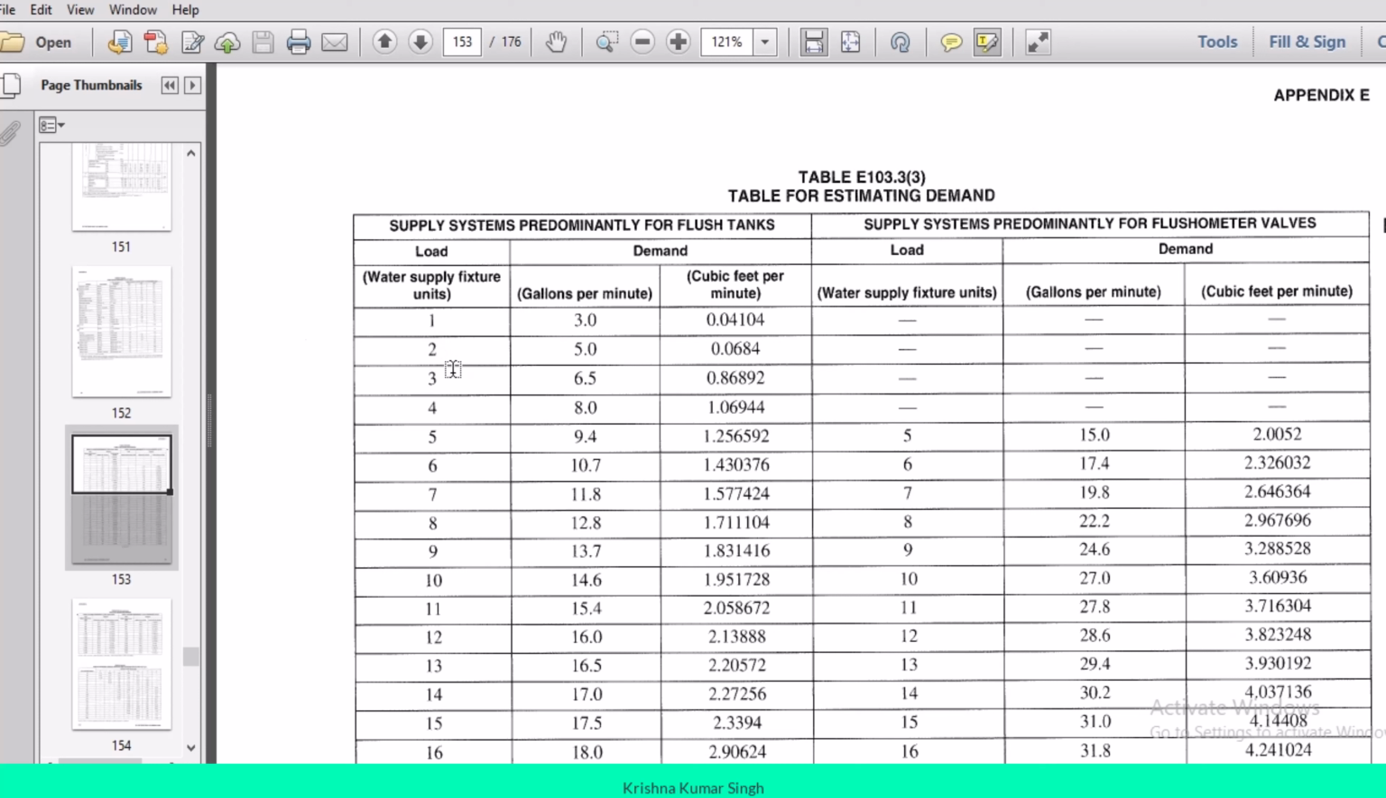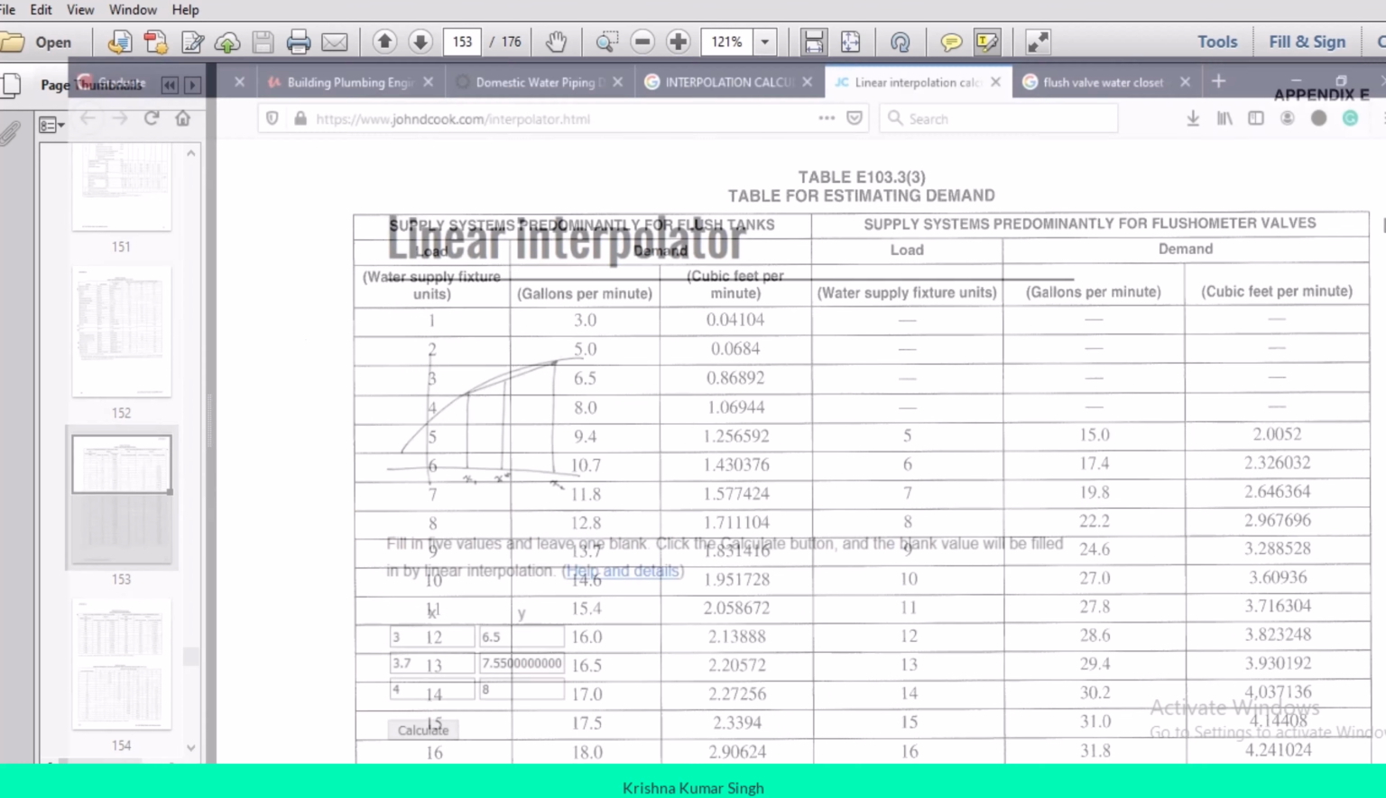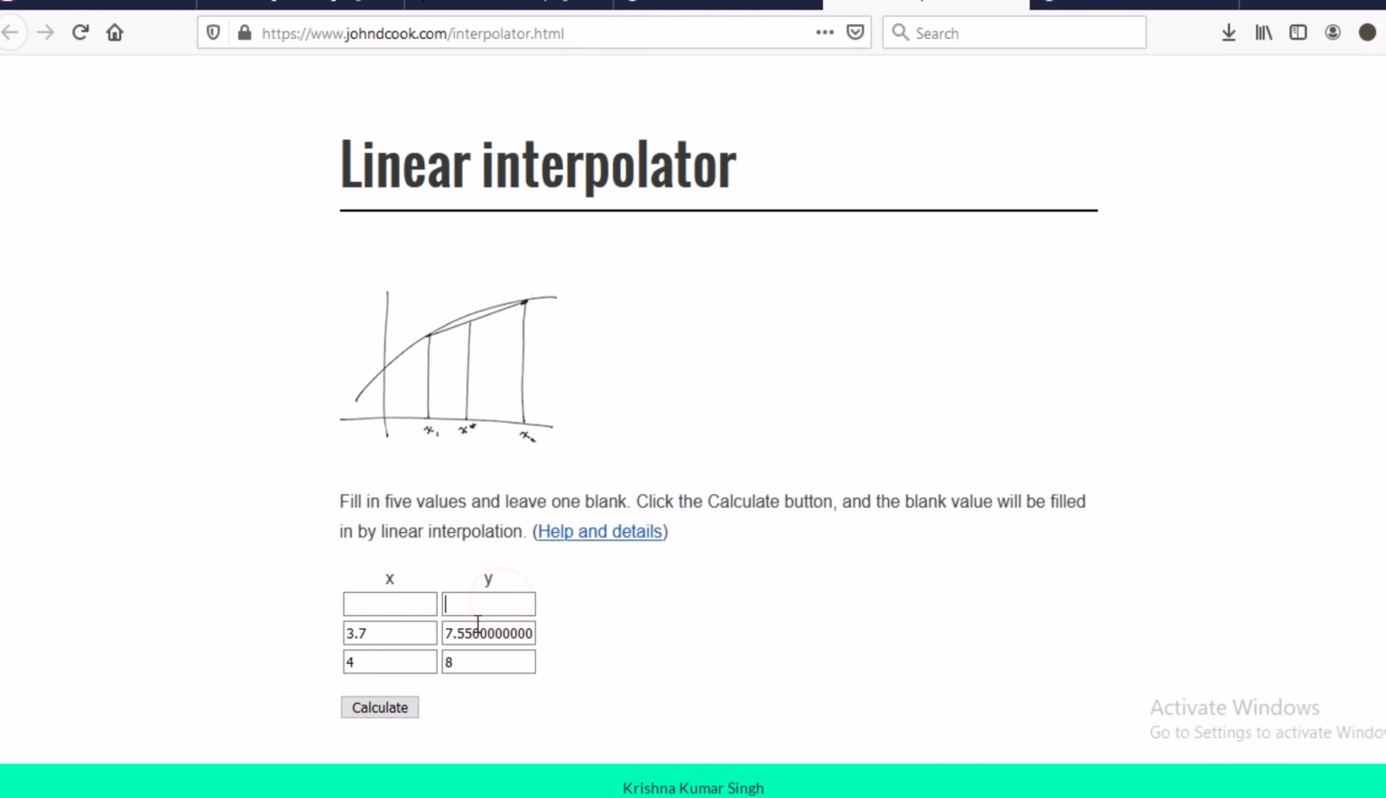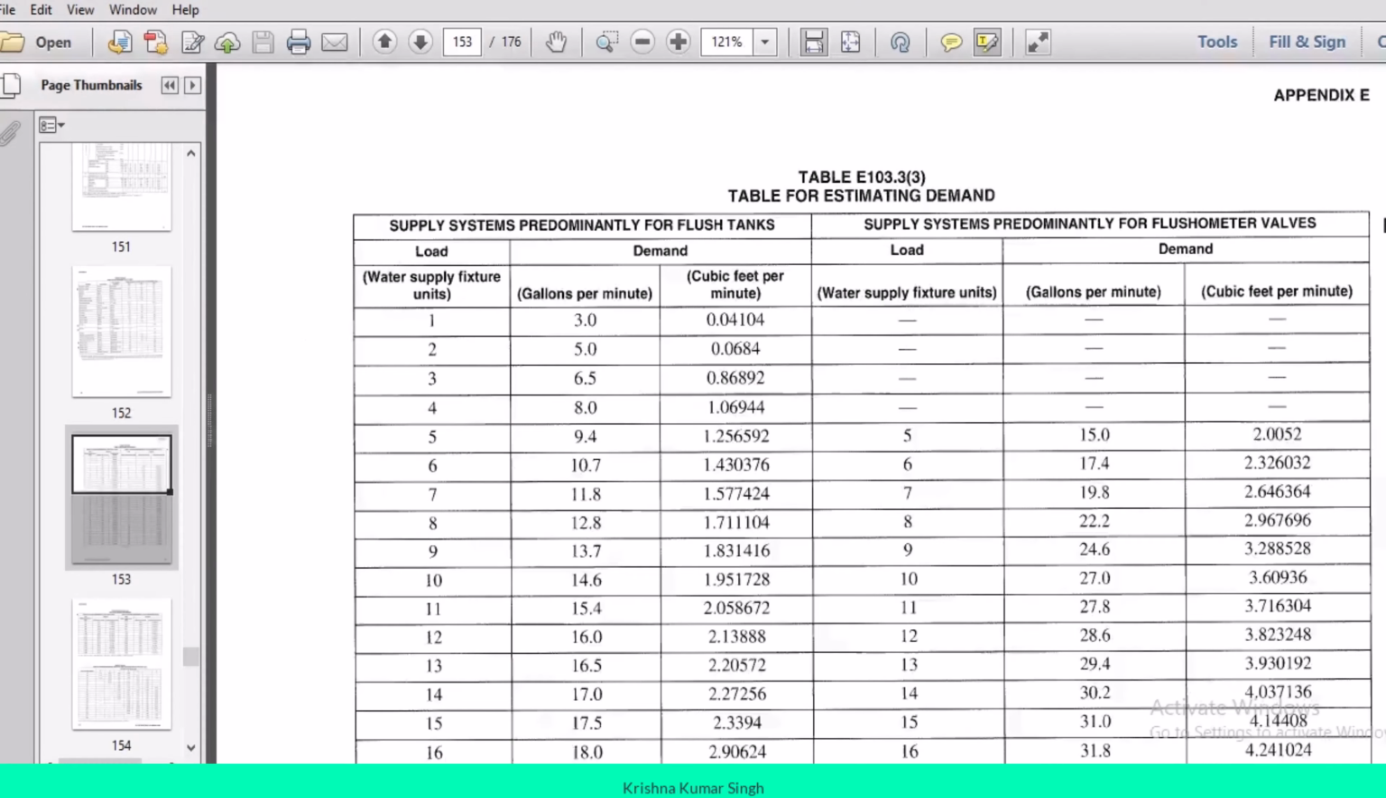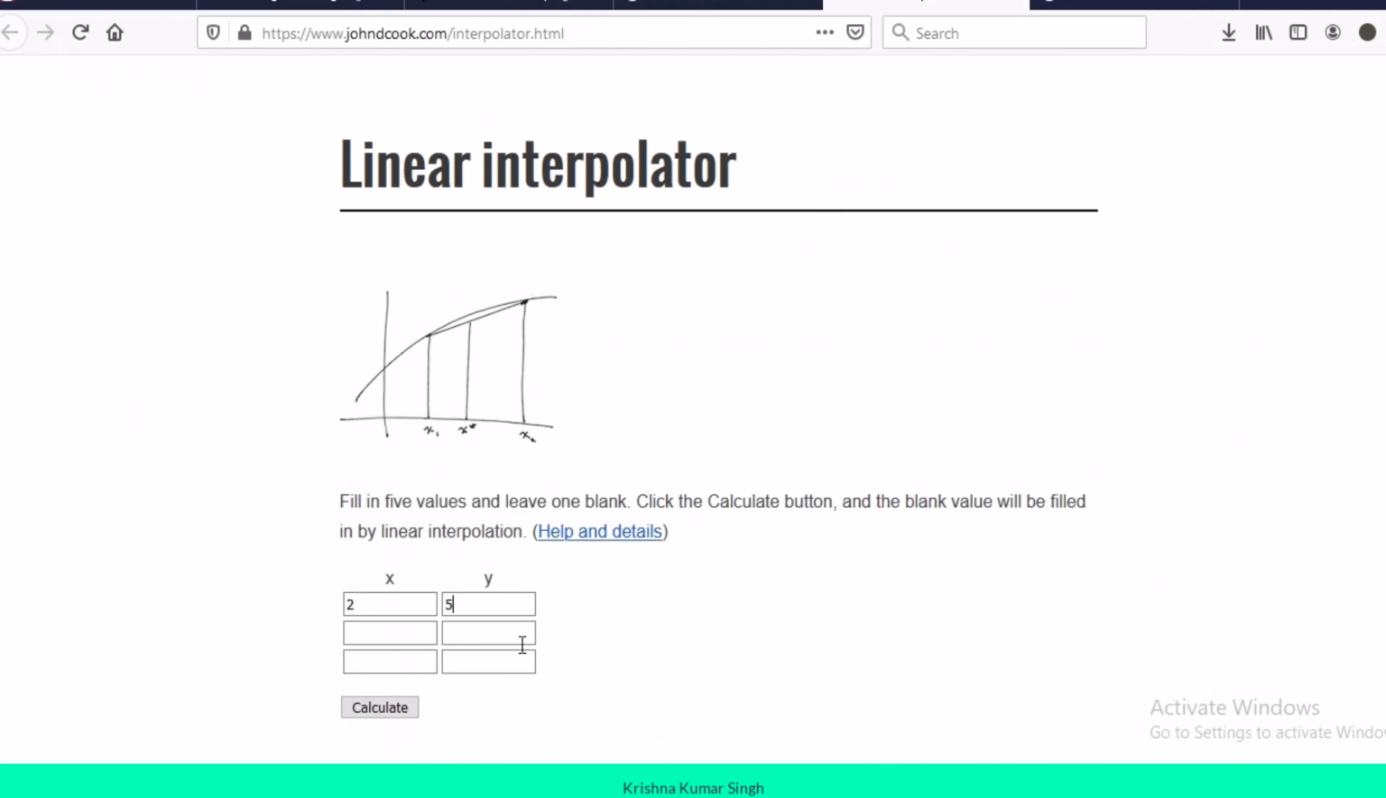So you don't have 2.7 in the table. For that purpose you need to use the interpolation calculator. Go back to your calculator, remove all the values. We have 2, which gives you 5 GPM. Now we have 3, which gives you 6.5 GPM. 3 fixture units give you 6.5. Now in between you want to find 2.7. Calculate: 6.05, up to one decimal place it is 6. Okay, write it down.